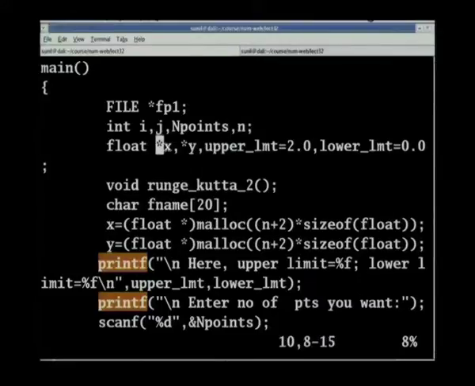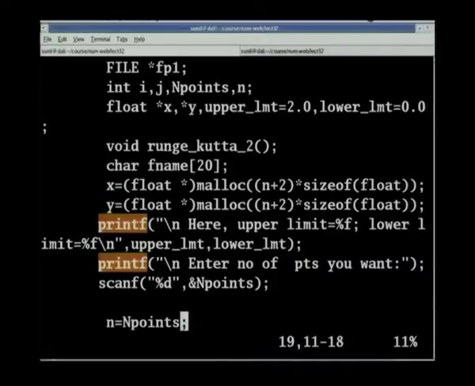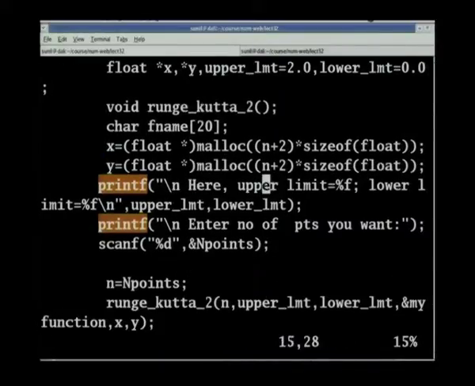Then I have two arrays here, x and y. These are pointers in which I would put the values at which I am going to evaluate the function: the independent variable x and the dependent variable y. It is a first order equation, so we have only y of x as the solution. I have given memory to the pointers x and y by using the malloc function.